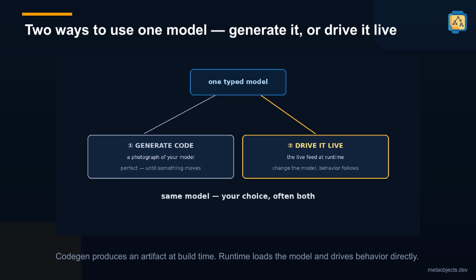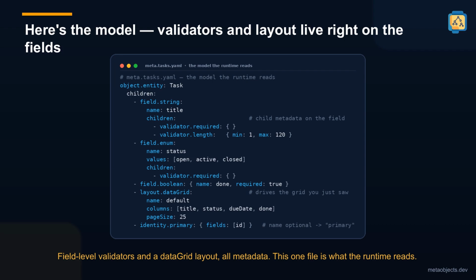There are two ways to use one model. Generate code from it, a photograph, perfect until something moves, or load the model at runtime and drive behavior directly, the live feed. Most teams use both. So here's the model itself. Look closely. The validators live right on the fields, and the grid layout sits beside them, all just metadata. This one file is what the runtime reads. Everything you're about to see is driven straight from it.